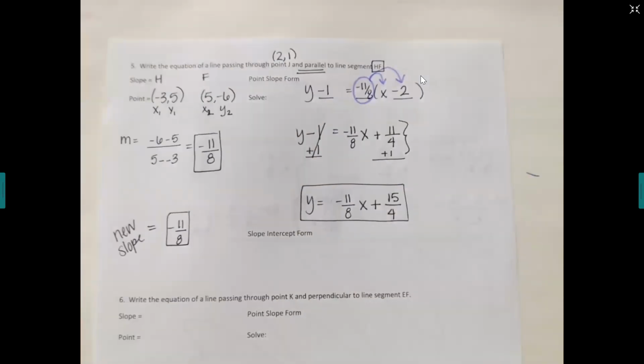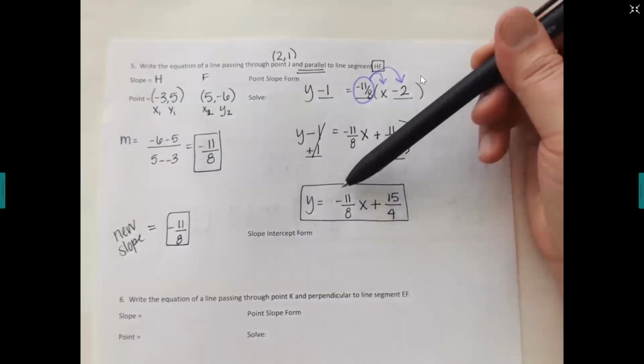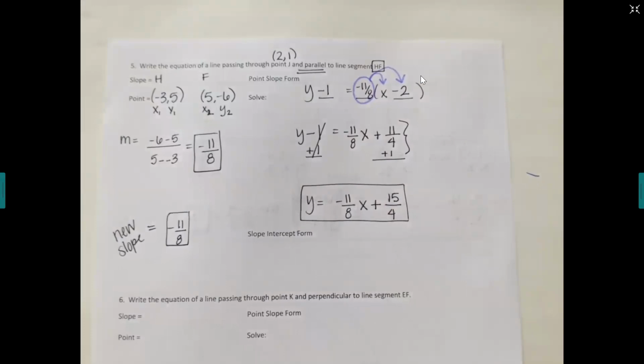And then it should make sense to you that this is a parallel line, because my -11/8X and my -11/8X, those are the same numbers. Okay. I guess if you need to see one more example, I'll go ahead and do number 6, since your notes aren't that long anyways.